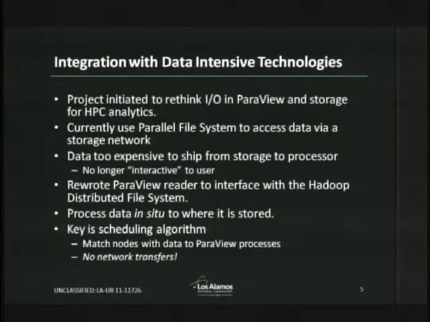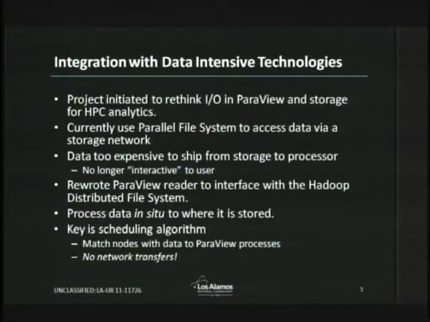So what we've had to do is initiate a project to rethink how we do I/O in ParaView to handle this problem. Our current situation is we use a parallel file system to access the data over a storage area network. This is becoming more and more expensive to bring the data to the processor, and the side effect of that is that the user applications no longer are interactive. So we've said, let's take the ParaView I/O system and rewrite it so that it uses the Hadoop distributed file system instead of a parallel file system, and we're going to go ahead and process the data in situ to where the data lies.